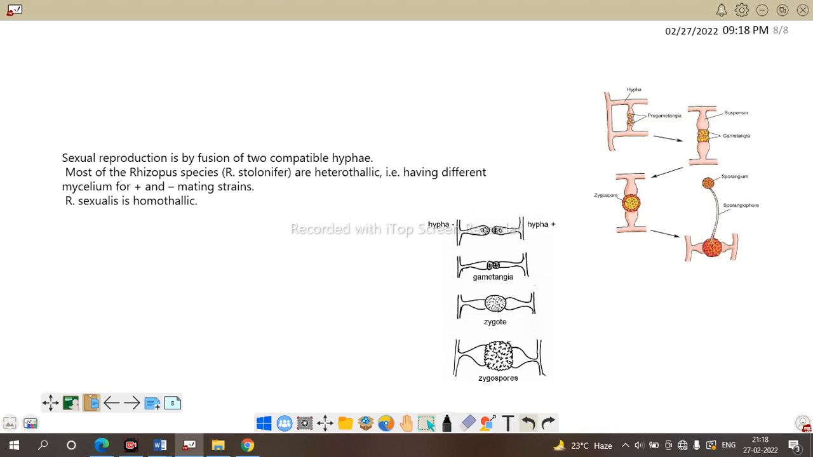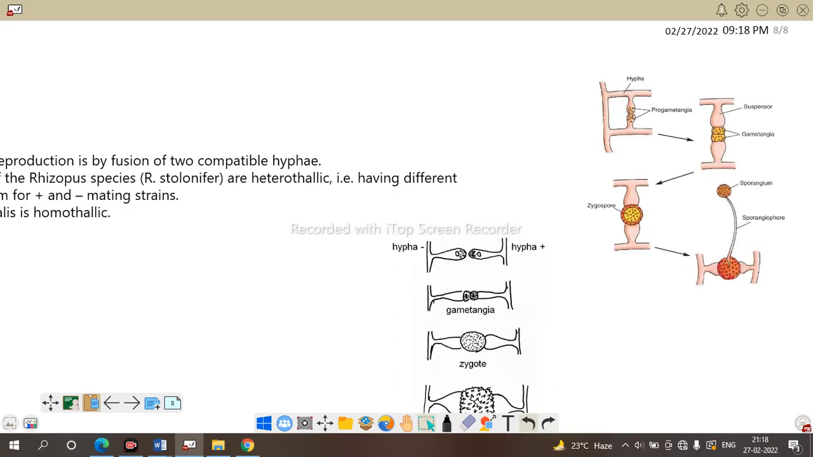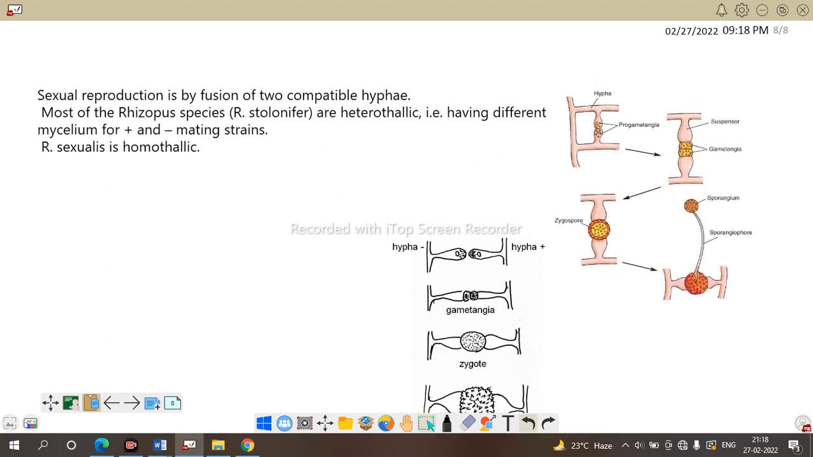As they are opposite, they come in contact, and the tips of these strains are ruptured, and the cytoplasm and other cellular material are transferred to the apical portion. Here is the deposition of this central part, and as both the progametangia are fused to form gametangia at the apex, the rest non-cellular part is known as a suspensor. Gradually, this gametangia develops into a zygospore, and later the zygospore germinates to form a new mycelium.